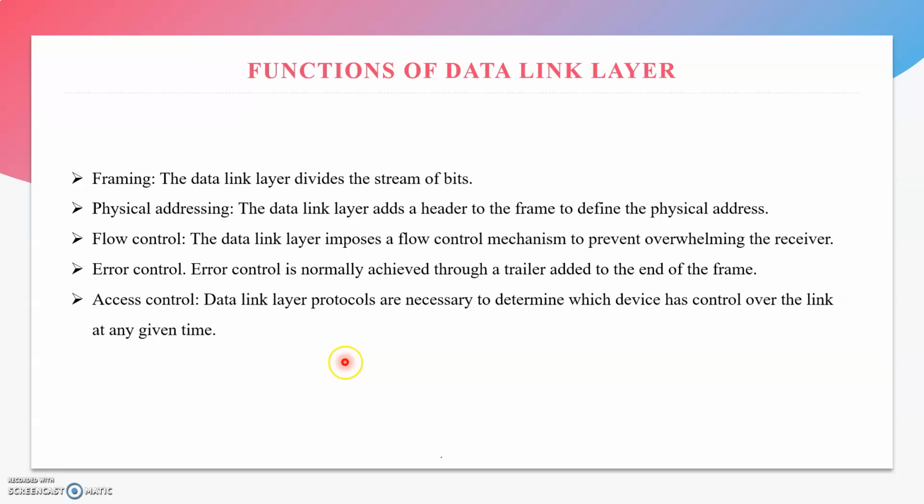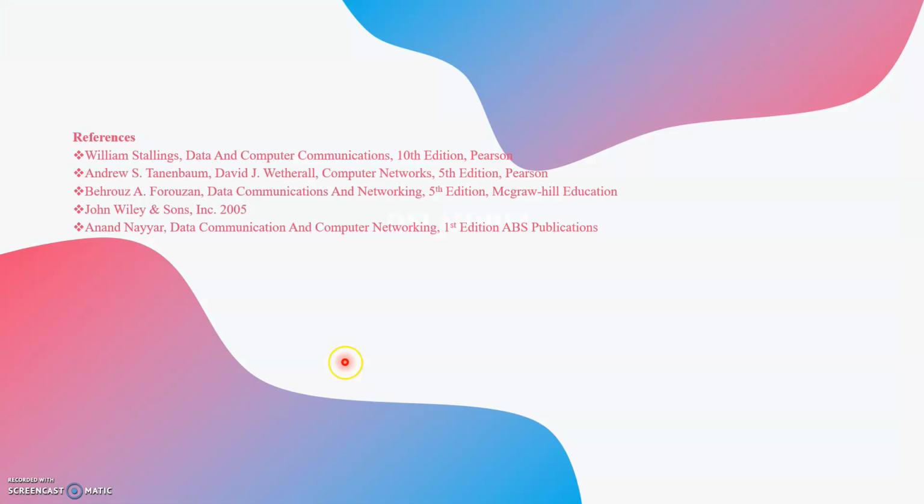So this is all about the data link layer. It is again a very important layer of the OSI model. These are some reference books you can refer to for further reading, and you can go through them.